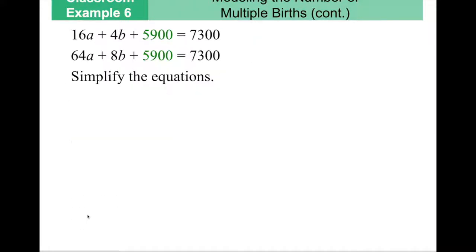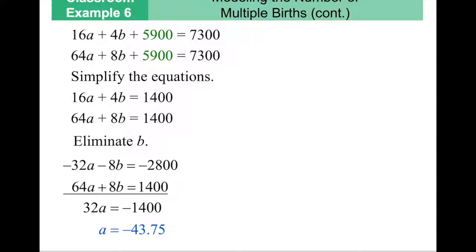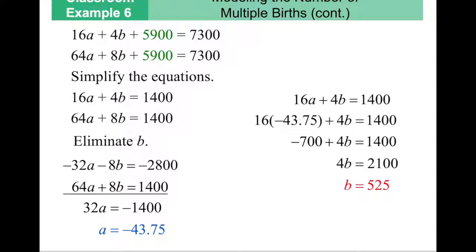Then I replaced C. I formed my system of equations. I subtracted that 5900 from both sides. Then I'm just going to eliminate B. So I'm going to multiply by -2 up top and get 43.75. I plug it back in, and that's how I get my answer. Then I can go ahead and take my quadratic, and I know my A would be this value and my B would be this value. So this is how we go from a data set to an equation.